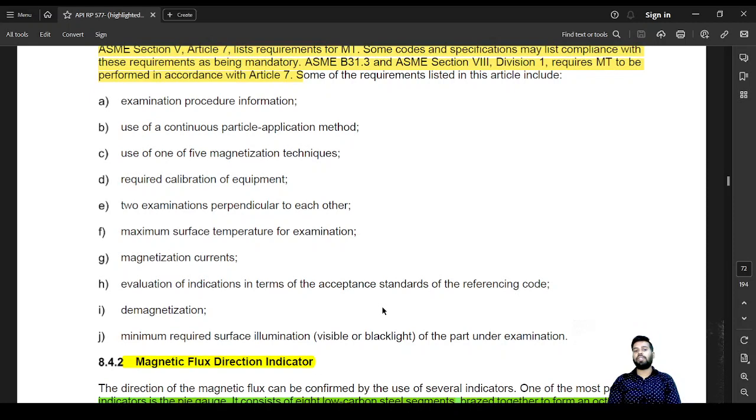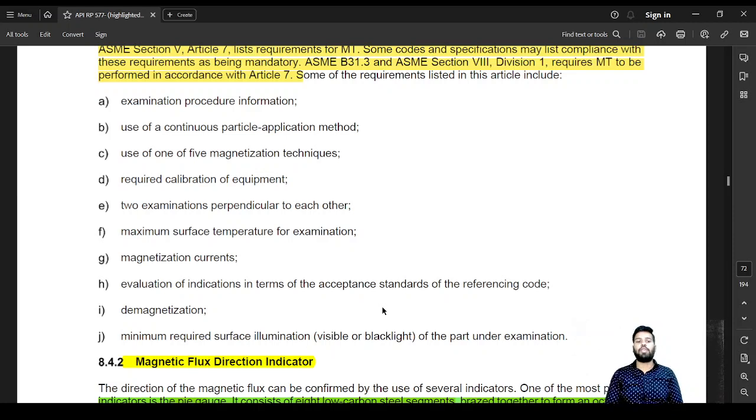Examination procedure information, use of continuous particle and application method, use of one of the 5 magnetizing techniques. There are 5 magnetizing techniques. You can have longitudinal magnetization, circular magnetization, prod magnetization, yoke magnetization, multi-directional magnetization, and central conductor magnetization. So different kinds of magnetizing techniques can be used.